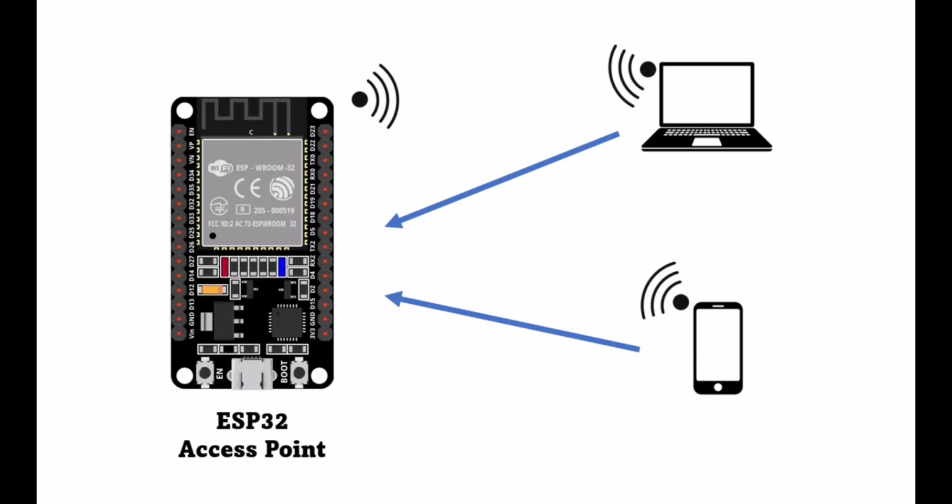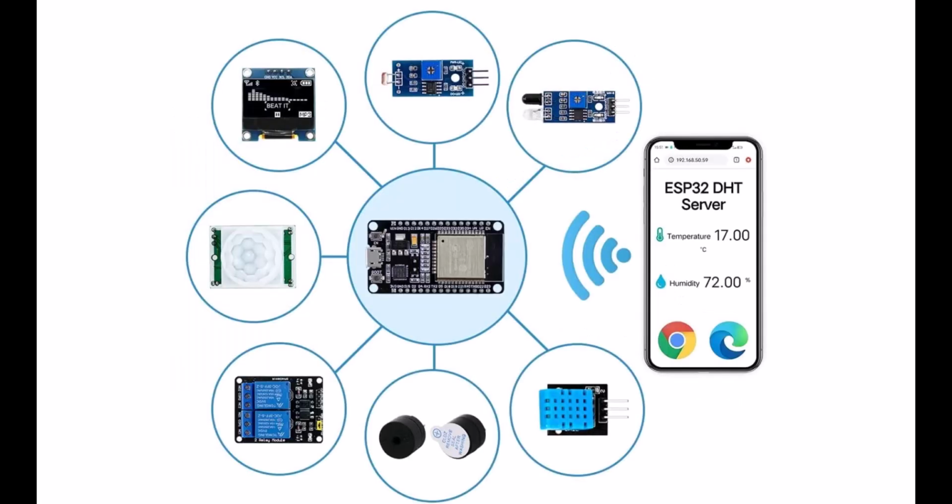Okay, so in this mode, the ESP32 actually creates its own Wi-Fi hotspot. That means devices like your phone or laptop can connect directly to it. No router or internet needed. Once you're connected, the ESP32 can serve web pages, respond to button clicks, or control devices all locally.